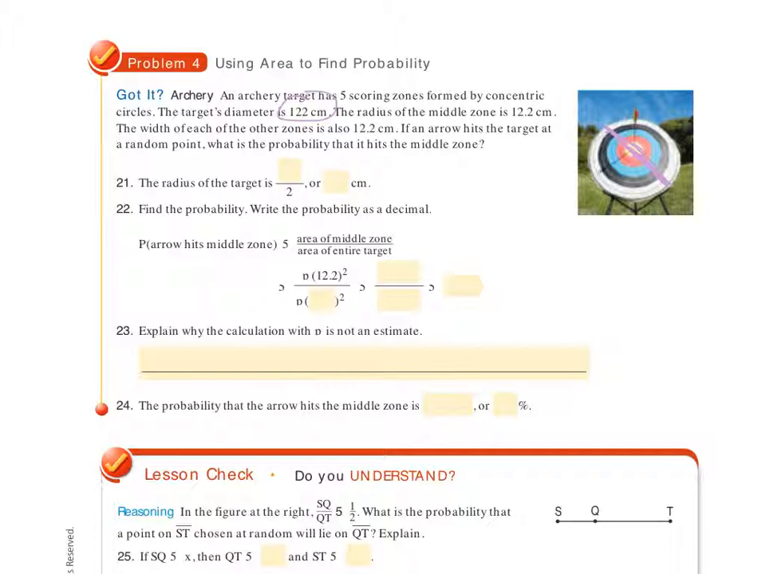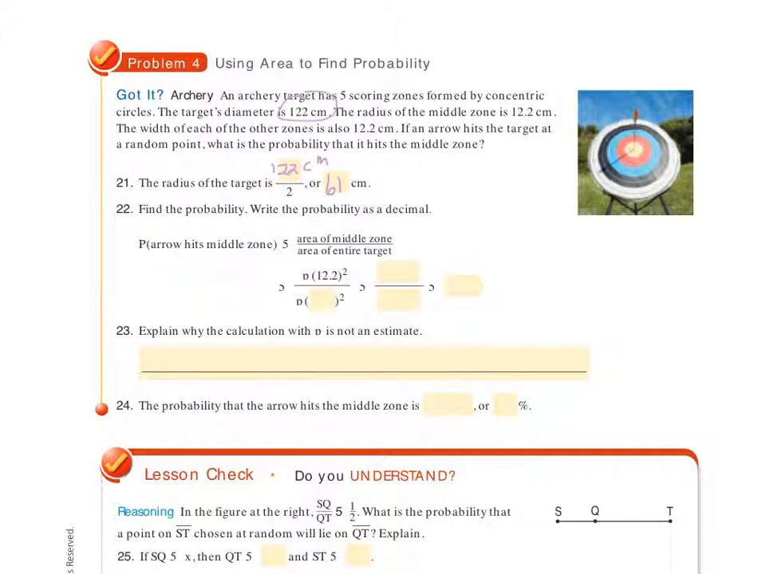So what they're saying is the radius of that yellow circle is 12.2, and the distance of each of these right here is also 12.2. So you go 12.2, 12.2, 12.2. So the radius of the target is, we're going to take that 122, that's the whole diameter, 122 centimeters, and divide it by 2. What do I get? 122 divided by 2. 61 centimeters. So that's the radius of the whole target.